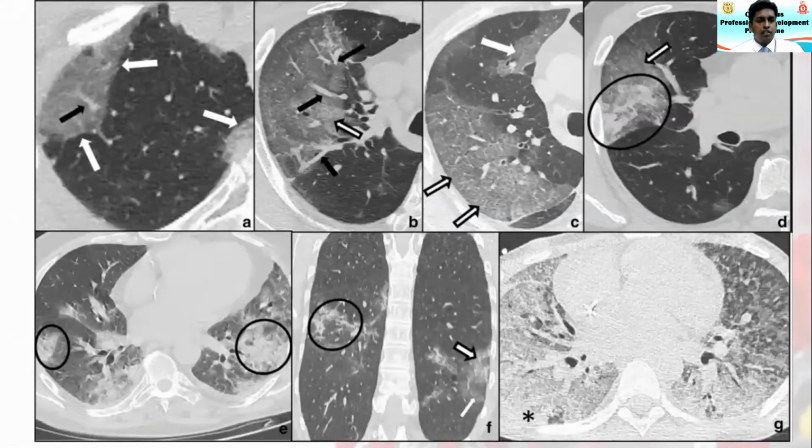These are photographs of the HRCTs. You can see here only the ground glass opacity. Then as you go along, you can see the crazy paving appearance. This is the foci of consolidation, which you can see in the circles. And in the last one, you see the ground glass with a lot of foci of consolidation.